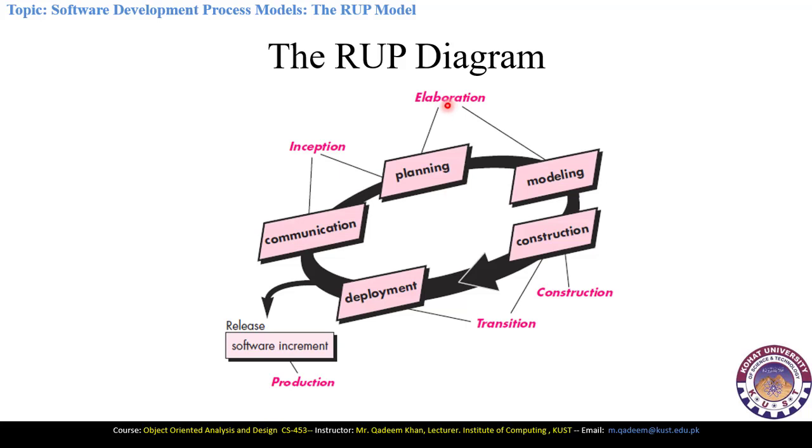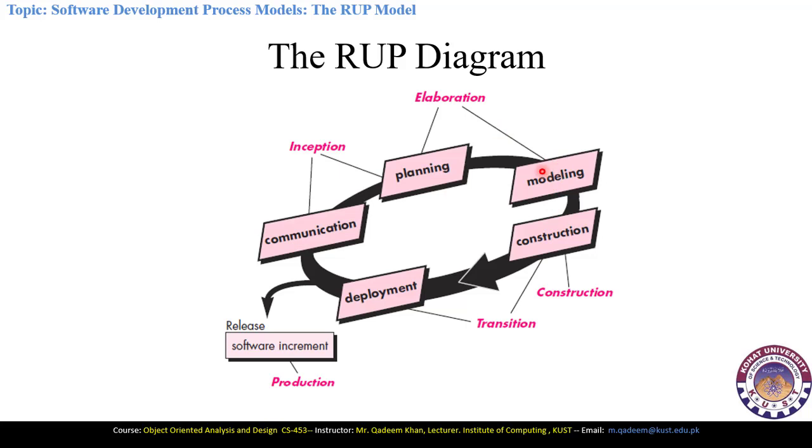The next phase in the Rational Unified Process model is the elaboration phase. The elaboration phase is in fact created from planning as well as modeling. In the elaboration phase, we create the project architecture, and that architecture will be a combination of different components which will interact with each other, and the architecture also defines the quality attributes here.